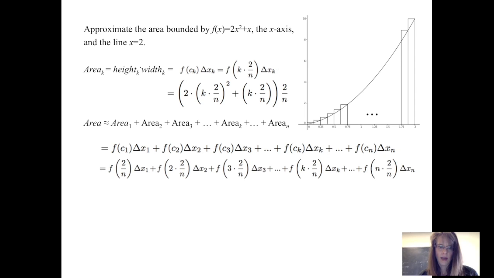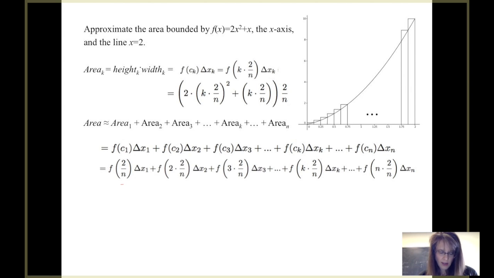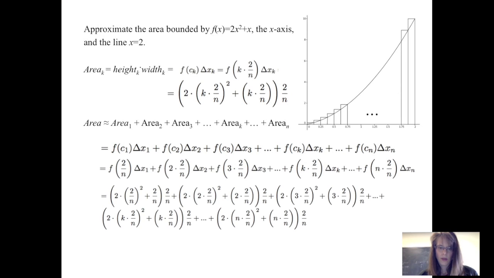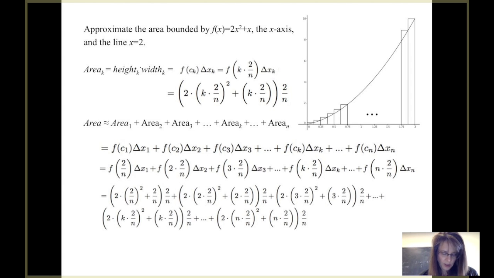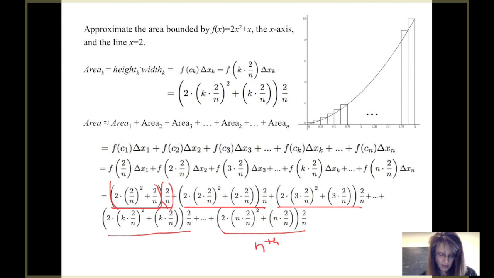And again, making substitutions, doing so to express the patterns that we're seeing. Each sample point, c sub k, is k times 2 over n, where 2 over n is the width of the subinterval. And I plug that into my function, I get this expression. But again, this expression shows the patterns. I've got the function evaluated at our sample point times the width. And there's the second rectangle, the third rectangle, our kth rectangle, and then our nth rectangle. The area of that nth rectangle.